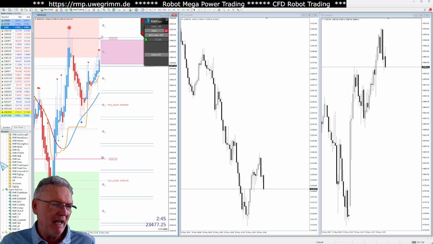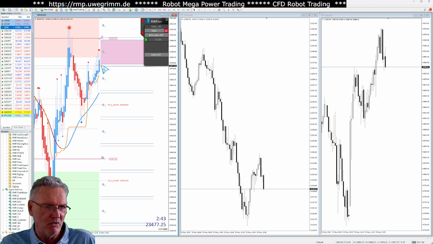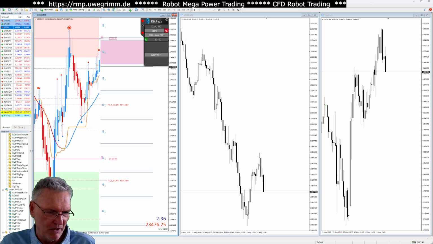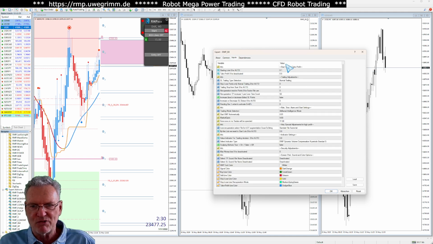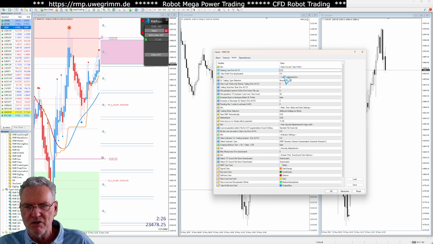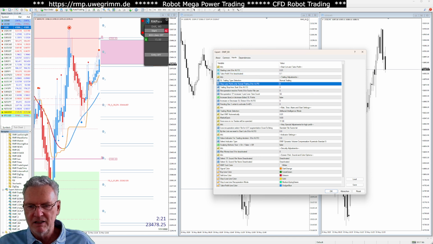My account is euro, but we can also open Swiss franc, whatever we want. Euro, US dollar, you should maybe open a US dollar account. And I want to show you another robot. This is the second robot, and of course you can also trade it with 0.01 lots.